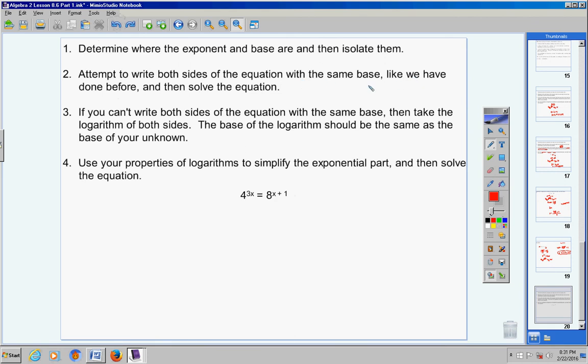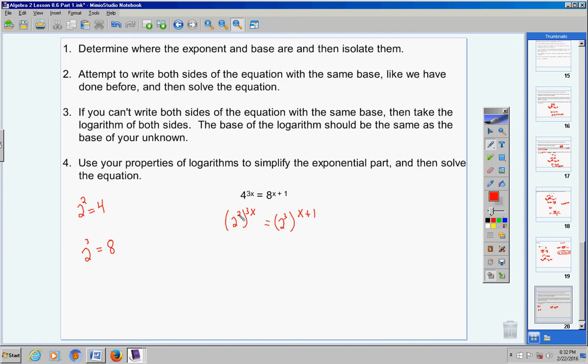Attempt to write both sides with the same base. Okay, we can do that. I mean, can I write both sides with a 4? No, I cannot. Can I write both sides with an 8? No, I cannot. But I can write both sides with a 2. 2 squared equals what? 4. So for my 4 right here, I'm going to put 2 squared and then bring down my 3x. Now, 2 to the 3rd power equals what? 8. So for my 8 right here, I can put what? 2 to the 3rd power and then x plus 1. Okay? Now we're cruising right along.